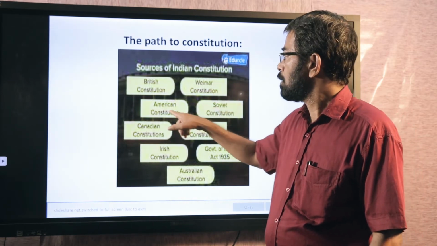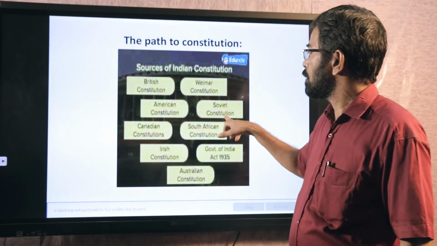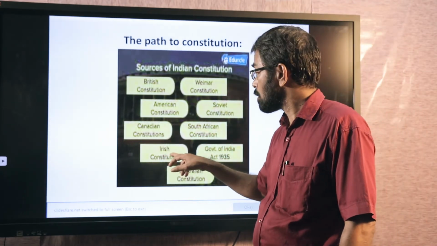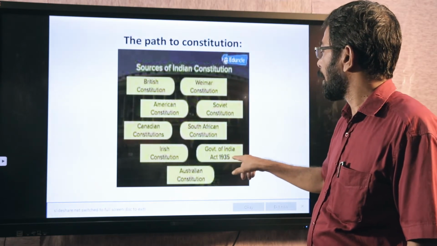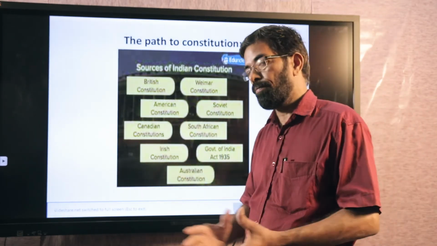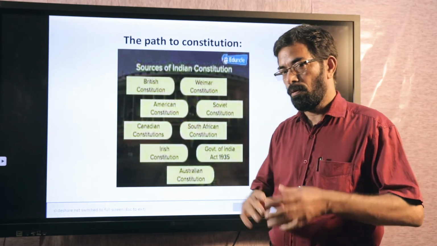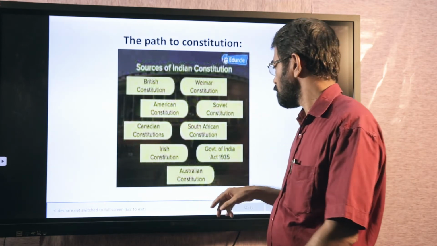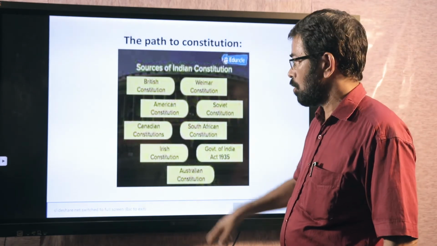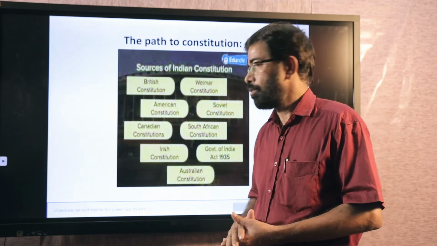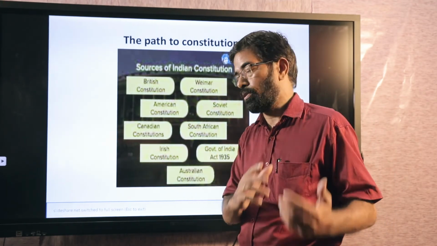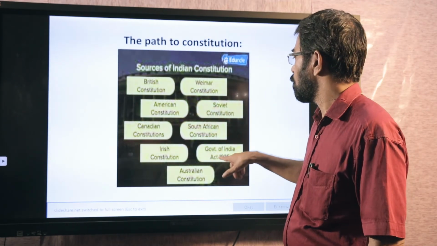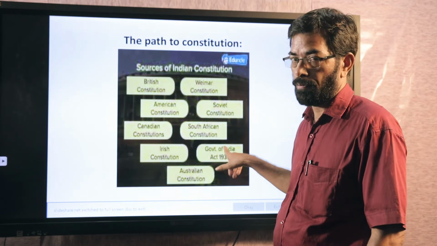American Constitution, Soviet Constitution, Canadian Constitution, South African Constitution, Irish Constitution, Government of India Act 1935, which means that during the British time, many rules were framed by the British themselves. Those rules also were considered. Australian Constitution. So all these constitutions were models for the Indian Constitution. Certain principles were adopted from all these constitutions, also from the Government of India Act 1935.